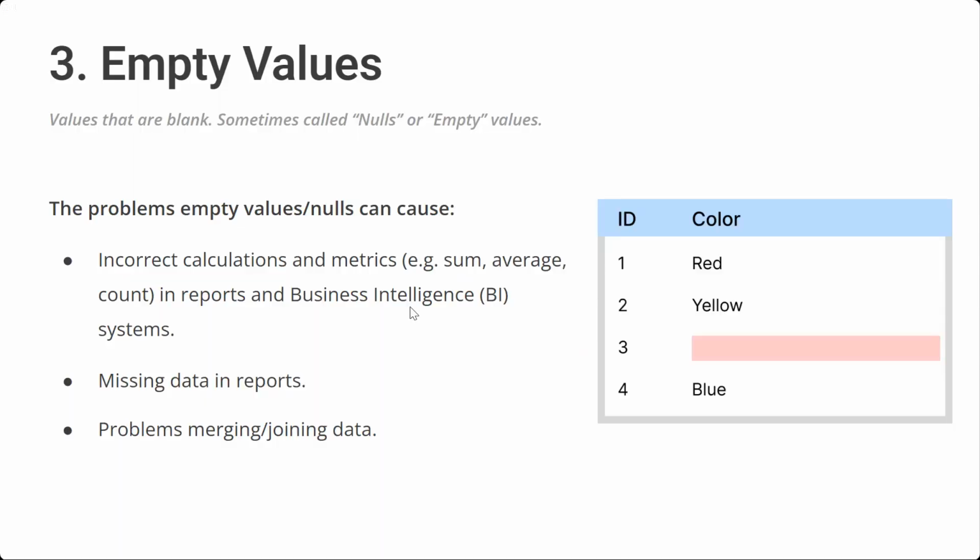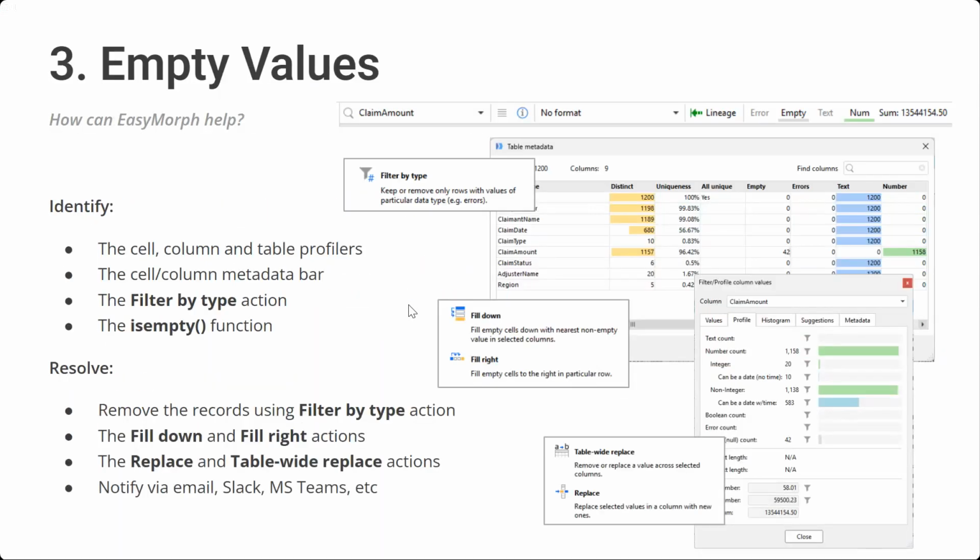So again, just to recap, we've only looked at some of the things. There are other tools available to help you. Again, there's lots of scenarios where blanks can happen. All of those profilers we've looked at already, the column profiler, the table profiler, the cell profilers, can all help to find those empty values. There's that filter by type action, and if you need to do something a little bit more complex, then there is an isEmpty function which you can use in EasyMorph expressions as well to create a more complex check. And various tools, we looked at some of them, such as the replace.